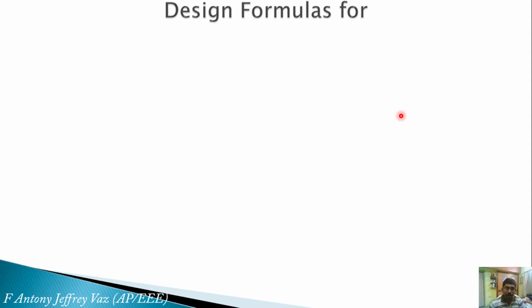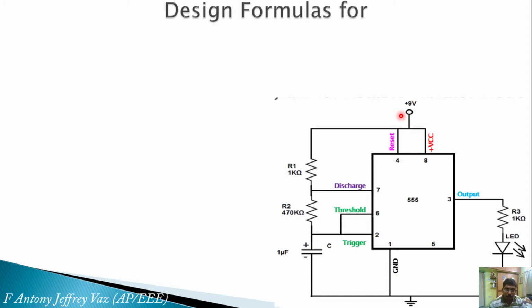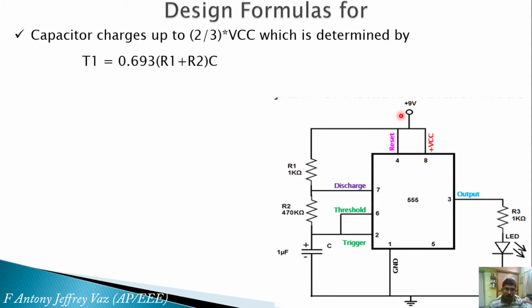Okay, we have some design formulas for designing an astable multivibrator. The turn on time of the pulse: the voltage at the second and sixth pin will be 2 by 3 into VCC. If it's 9 volt, then 2 by 3 of VCC will be 6 volt.